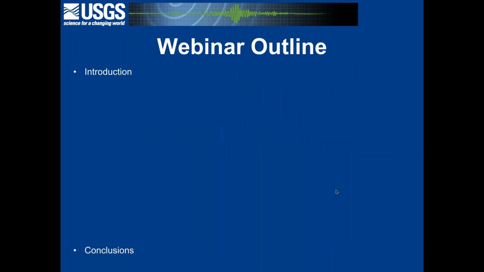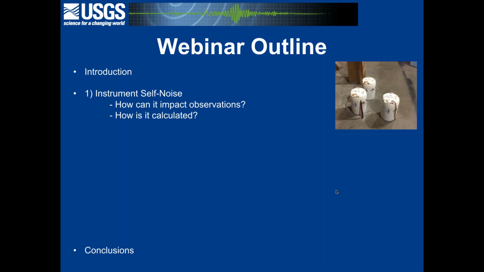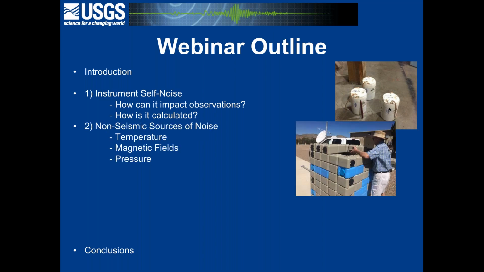So here's the roadmap of where we're going. Between the introduction and conclusions, I'm first going to talk about instrument self-noise. How can it impact seismic observations, and how is it calculated? Here on the right, I have a figure of us doing self-noise tests on the Fairfield nodal 3C sensors, which are being used a lot by researchers lately.